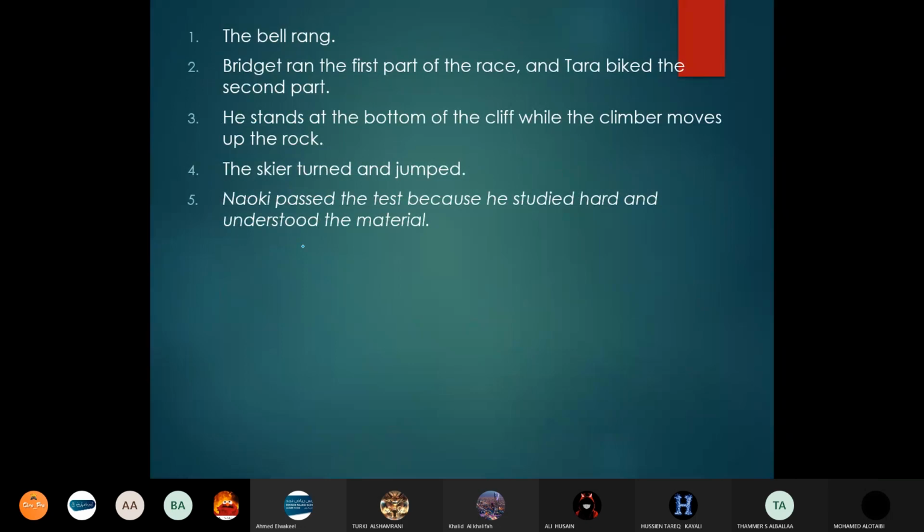Some exercises. The bell rang. Simple, compound, complex, compound-complex? Quickly.